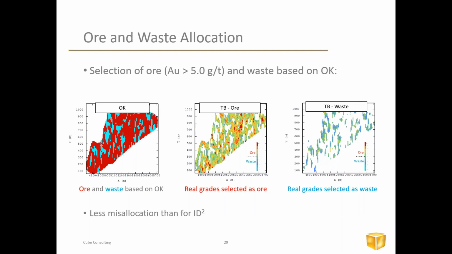If I have a look at the ordinary Kriging ore and waste selection, and I look at the true grade when I select ore and waste, well, I still have some errors, but a lot less than for the ID square.